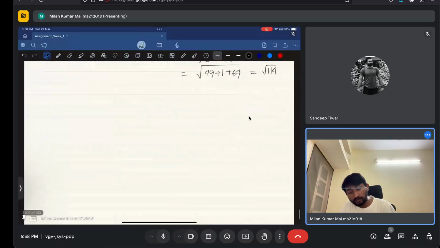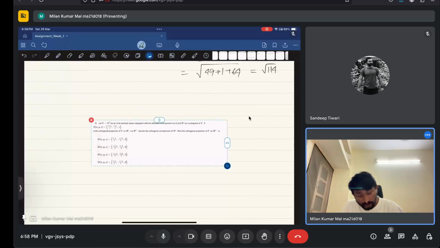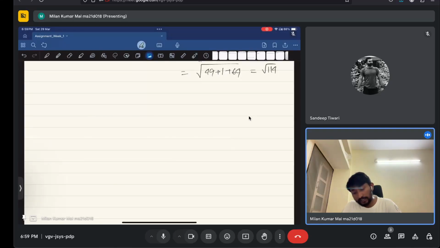Obviously, there is no point in checking further. Let's see whether the second problem is similar or not. The second problem: V equals R3 is an inner product space, and E is the orthogonal projection of V on W. There you have to find something, but it is some conceptual thing.